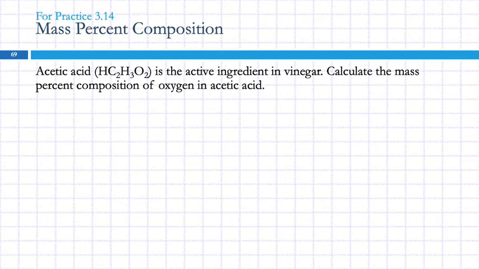So acetic acid, HC2H3O2, is the active ingredient in vinegar. Calculate the mass percent composition of oxygen in acetic acid. So we should recognize that this is an acid because it starts with H. And if we cover up the H, that C2H3O2 is the acetate ion. And the "ate" becomes "ic", and we get acetic acid.